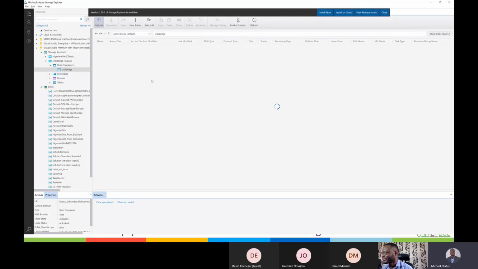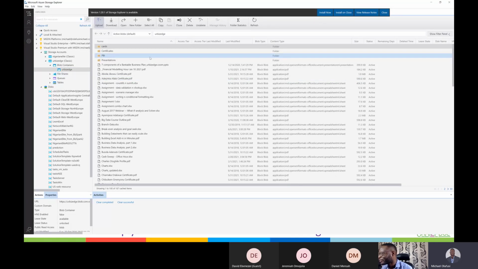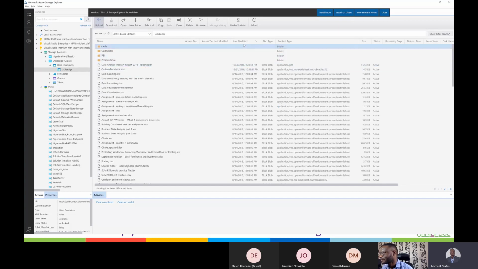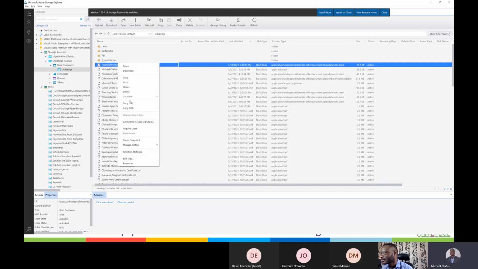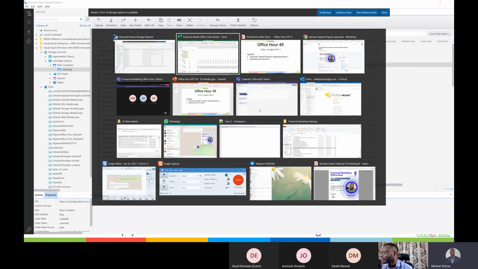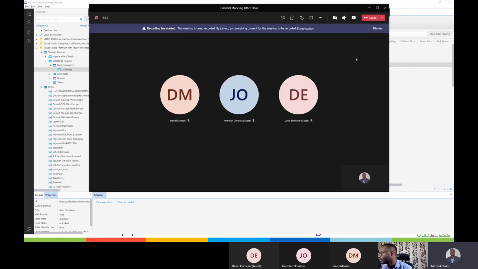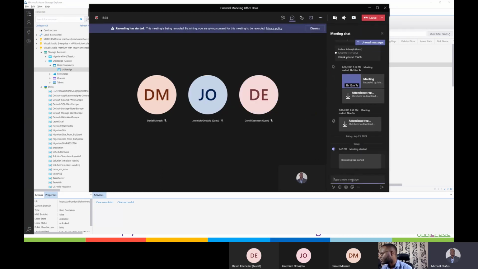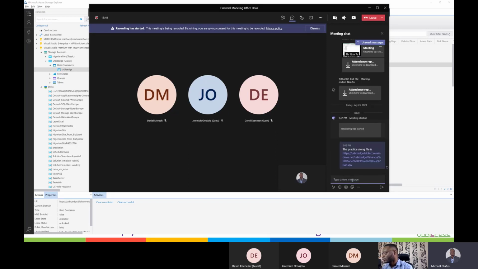I was getting worried that something should pop up. That's modified, copy URL, and go to Teams, and paste. So the practice along file. Okay, I think I should connect my second screen so that it makes it easy.